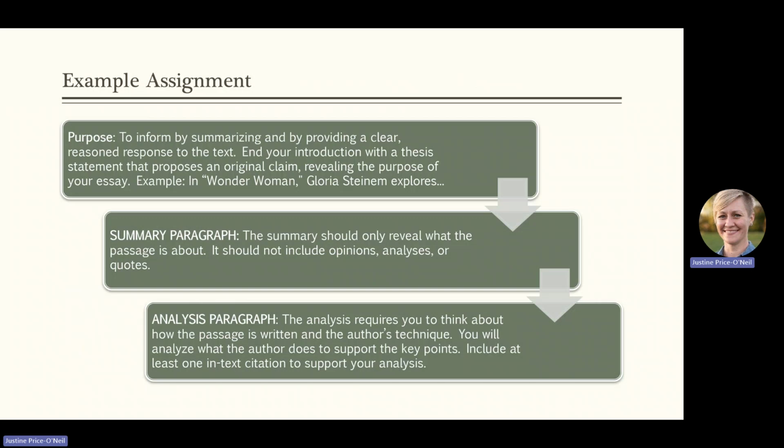So you can see here, this comes from the assignment sheet, and it's super important to read your assignment sheet very carefully and notice what the instructor wants you to do and where. Here we can see what the purpose of the assignment is and how the thesis statement should be written. We can see what is required in the summary paragraph, and then how a separate analysis paragraph requires much different things. So the first step is looking at your assignment sheet and understanding what you're being asked to do.